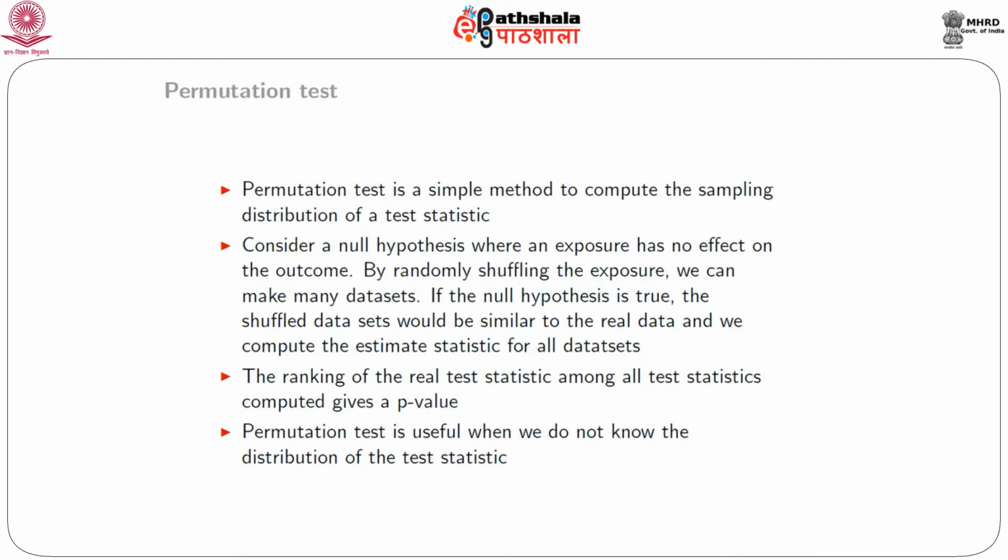This is the basic idea about permutation tests. The ranking of the real test statistic among all of these shuffled test statistics, that is, test statistics obtained from the shuffled data, should give a p value. Now, we can implement this in R. Just to understand how a permutation test works, we can implement it by creating a small data set and seeing how to implement the permutation test on it.